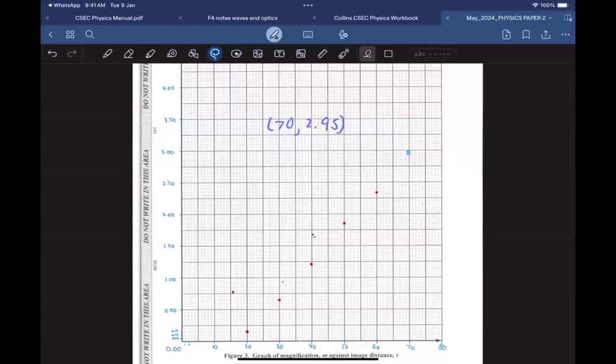Right? The easiest way to do that: 2.95 is 0.05 less than 3. So it's just one block below 3. You understand what I mean? Yeah, that's what I'm doing. Nice.